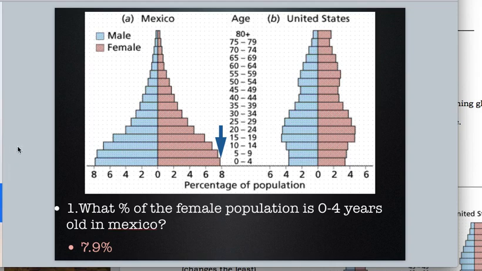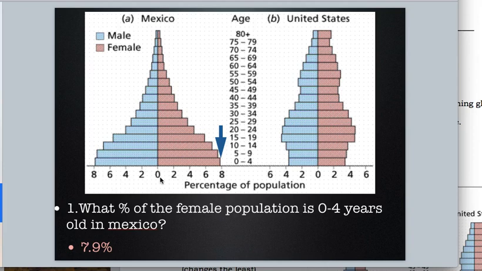Now, the new part, which you probably did not do in ecology, is looking at human population graphs. And we look at these and we compare countries. So if you look, you see your ages go up in the middle, and they're in groups of 5. And then you've got male blue, female pink, Mexico and the United States. The 0 line is when there's none left. So this side is the male population in Mexico. The pink side is the female population in Mexico. And here is the male population in the United States, and then the female population in the United States.